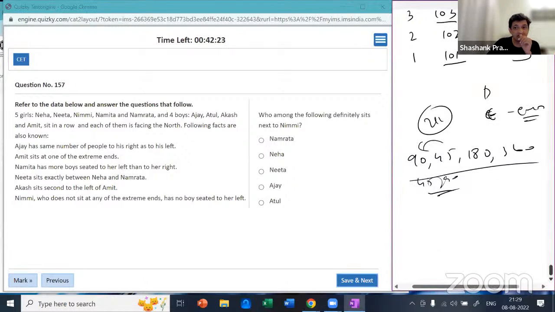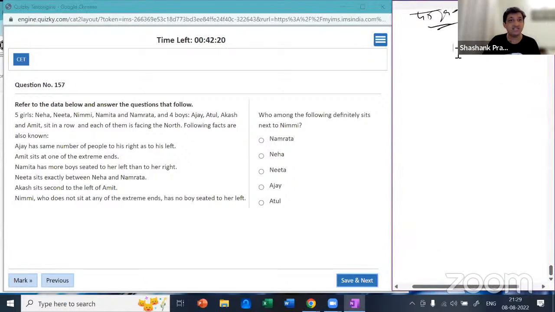Okay, what is this? Facing north. Some LR puzzle. How much time has passed? 42 minutes left. Let's see. Let's try this. 5 girls, 4 boys sit in a row. All of them are facing north. Okay, so 9 people, 1 2 3 4 5 6 7 8 9.